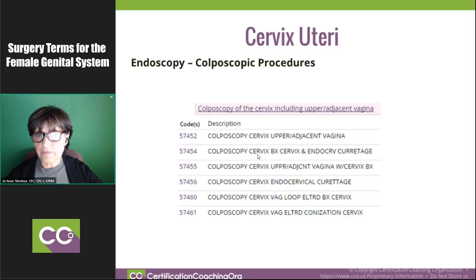The 57454 is the cervix biopsy, and that's cervix and endocervical curettage. The 57455 is the cervix, upper adjacent vagina with cervical biopsy. The 57456 is the colposcopy cervix with the endocervical curettage. The 57460 is the colposcopy cervix, vaginal loop electrode biopsy of the cervix. And then the 57461 is the colposcopy of the cervix, the vagina, and that's the electrode conization cervix.